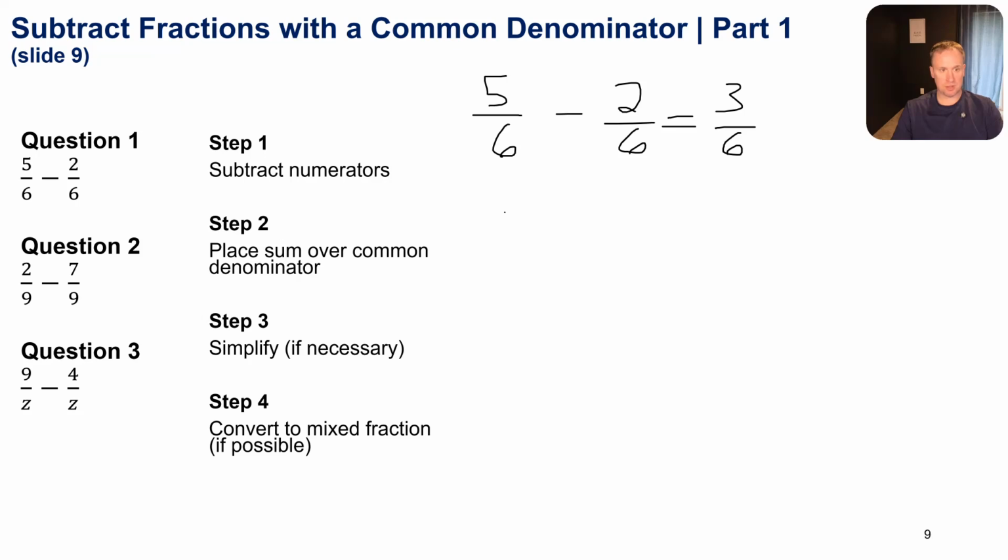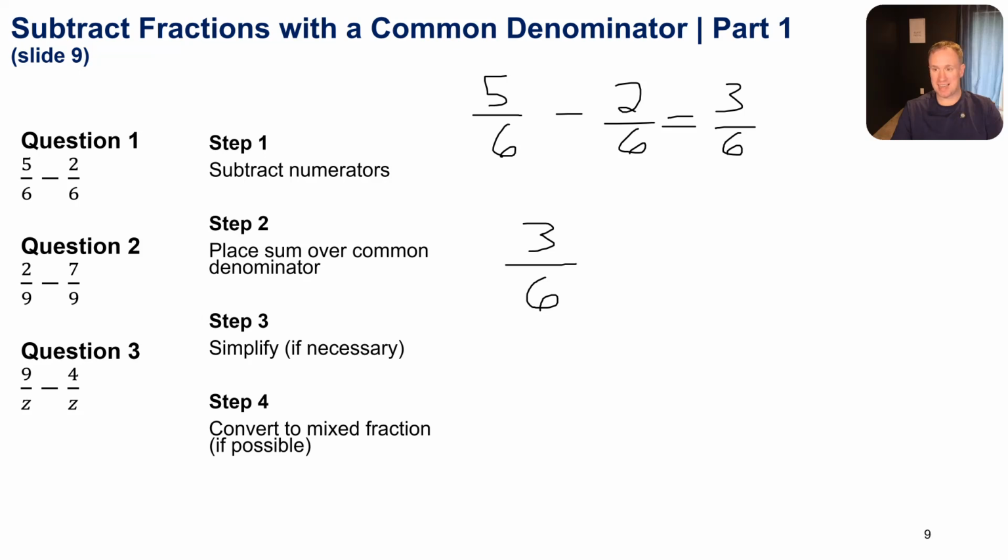So that's step 2. Place the sum over the common denominator. And actually, I should say it's really the difference. It's probably a better way of saying that. Place the difference, total, 3 over 6 here. Step 3 then, simplify if necessary. So I have 3/6 here.